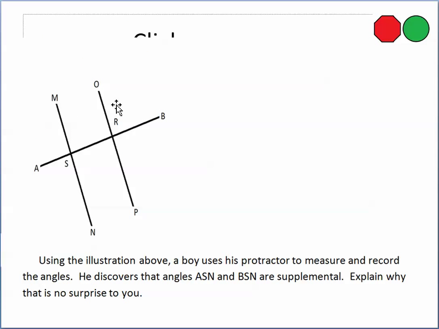All right, read this, click on the stop sign, try to solve this, and then come back and see how you did.